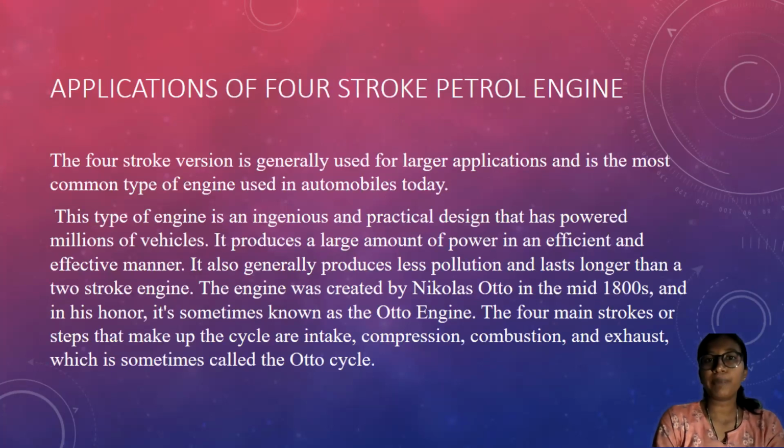Where is this four-stroke petrol engine used? The four-stroke version is generally used for larger applications and is the most common type of engine used in automobiles today. This type of engine is an ingenious and practical design that has powered millions of vehicles. It produces a large amount of power in an efficient and effective manner. It also generally produces less pollution and lasts longer than a two-stroke engine. The engine was created by Nicholas Otto in the middle 1800s, and in his honor, it's sometimes known as the Otto engine.